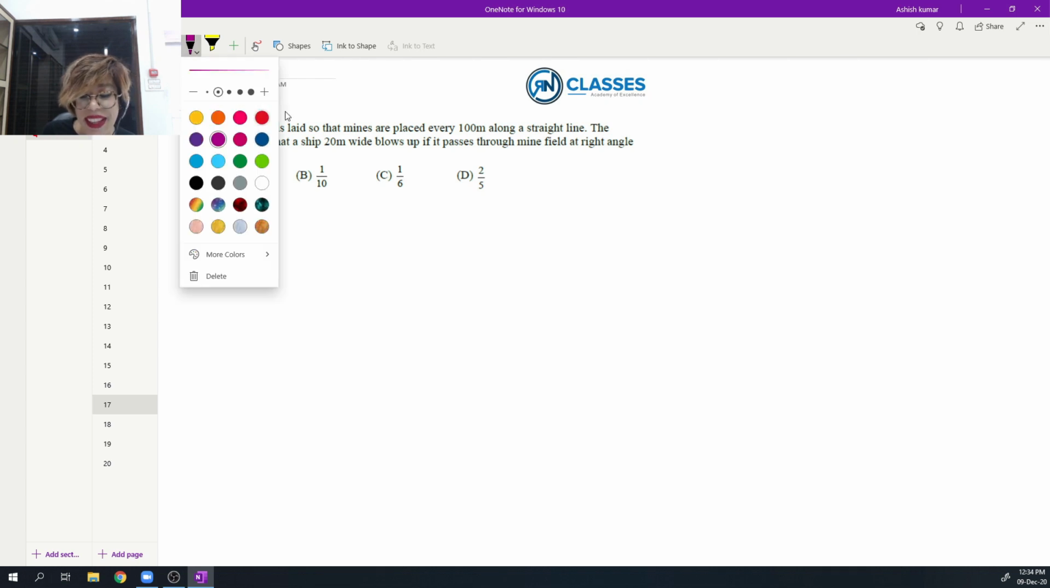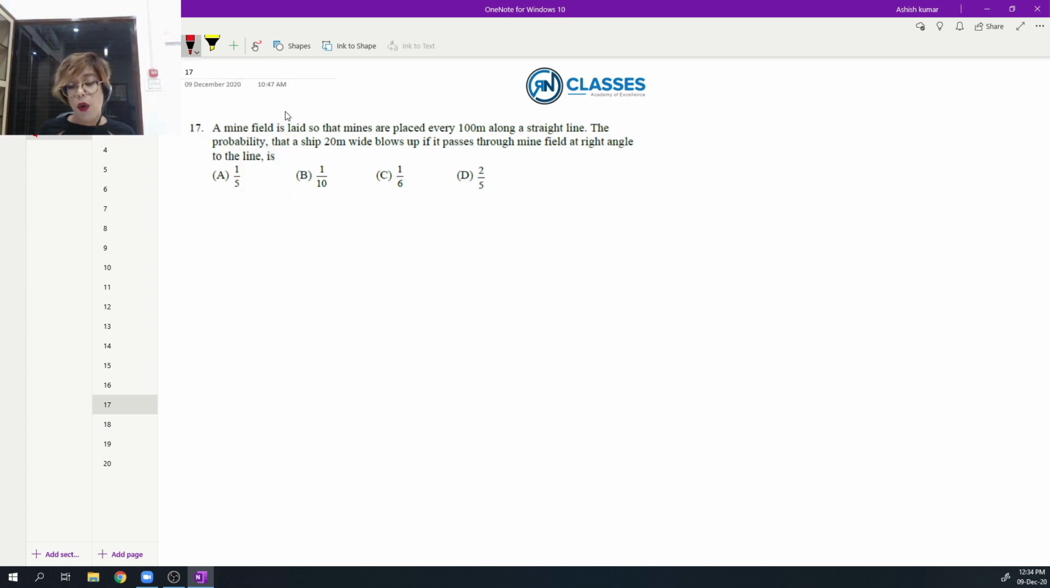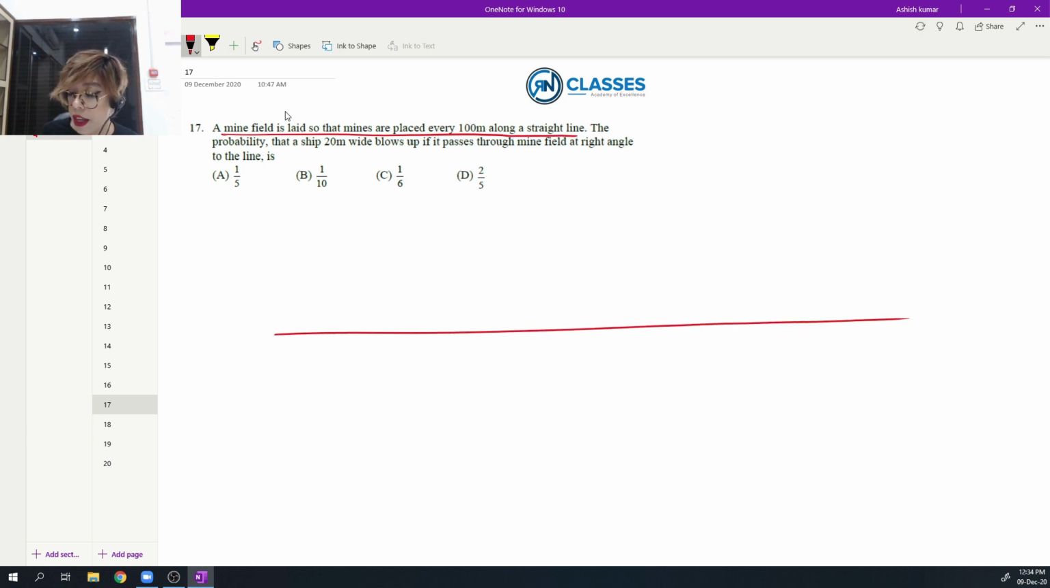Now the next one is very interesting. The probability questions, which are actually quite interesting. So let's see how that goes. Now a minefield is laid so that mines are placed every 100 meters along a straight line. So this is my straight line. Every 100 meters my minefield is placed. So A, B, C, and so on, every 100 meters. The probability that a ship 20 meters wide blows up if it passes through the minefield at right angle to the line, right?